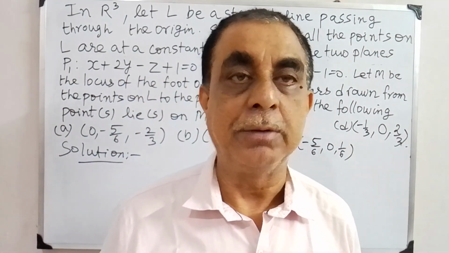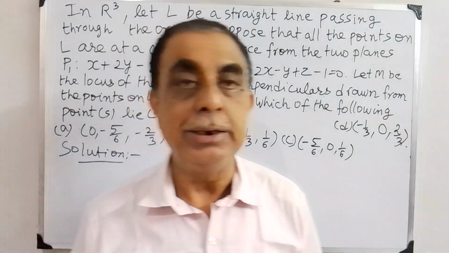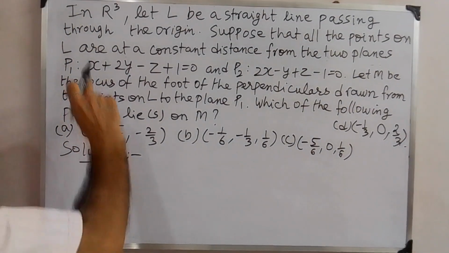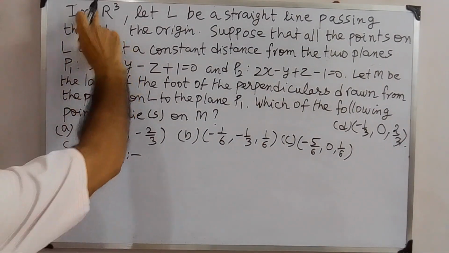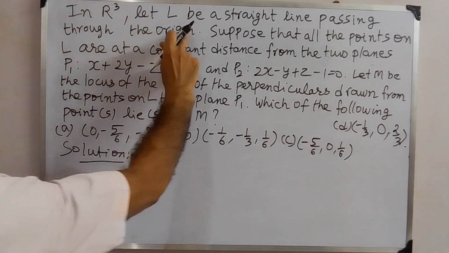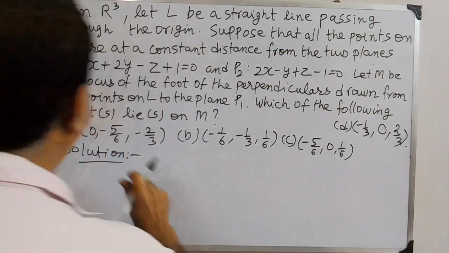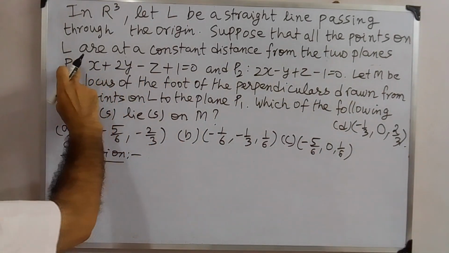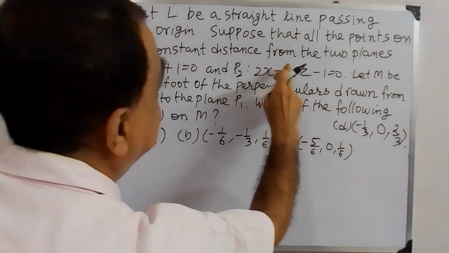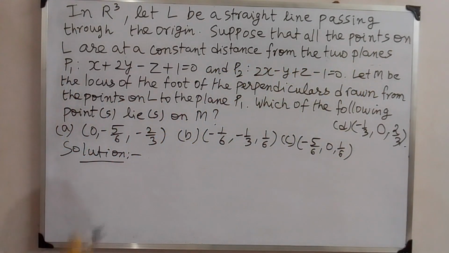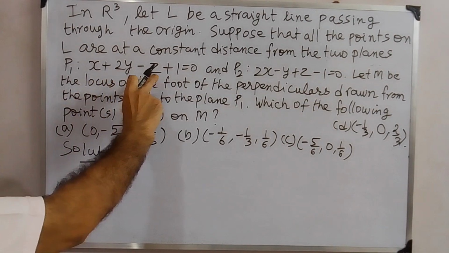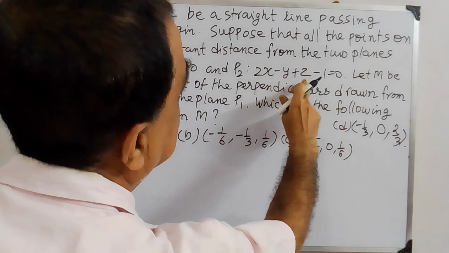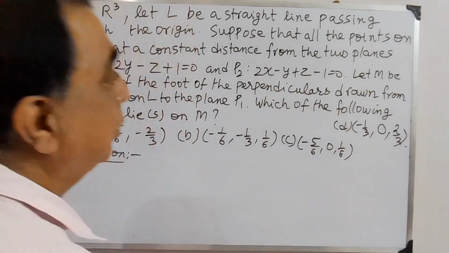Today we are doing a sum from JEE Advanced 2015. The sum reads like this. In R3, that means space, let L be a straight line passing through the origin. Suppose that all the points on L are at a constant distance from the two planes. P1: x plus 2y minus z plus 1 equals 0. P2: 2x minus y plus z minus 1 equals 0.